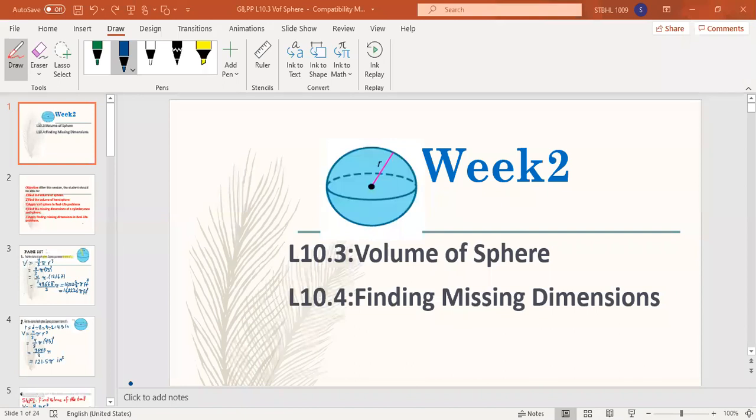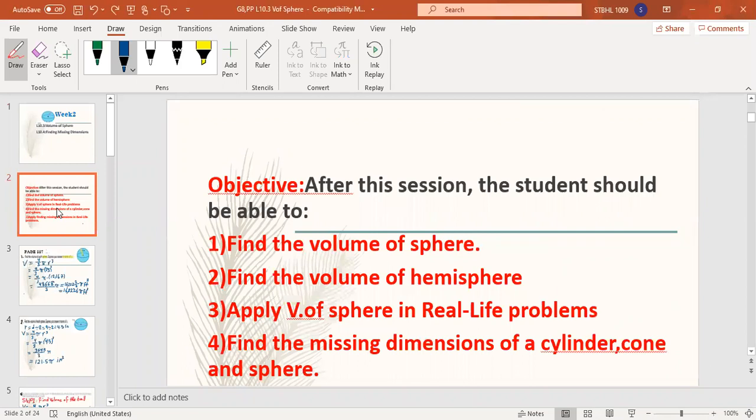Hello students, today we are going to summarize the work which had been done within week 2. We will cover lesson 10.3 volume of a sphere and lesson 10.4 finding missing dimensions. By the end of this session you must be able to find volume of a sphere, find volume of hemisphere, apply volume of a sphere in real life problems, find missing dimensions of cylinder, cone and sphere.